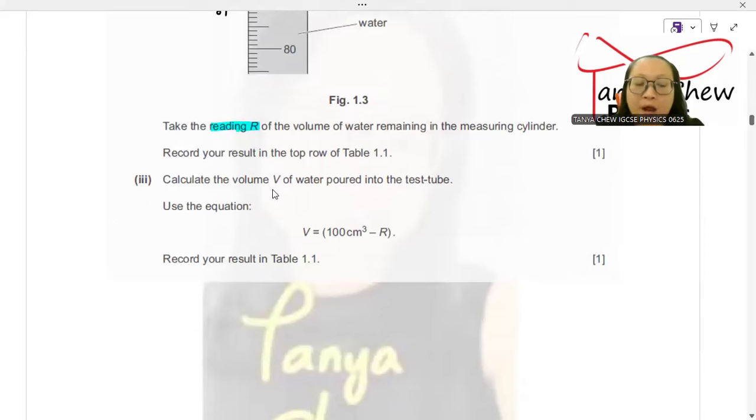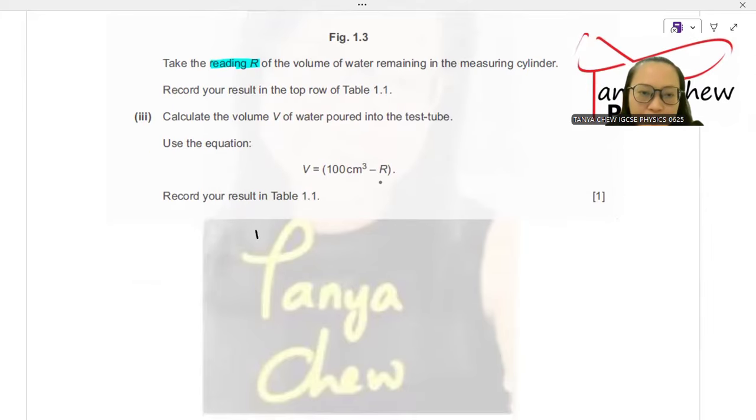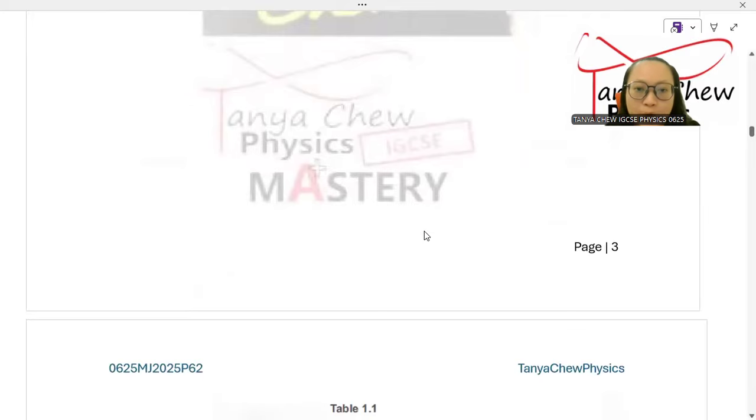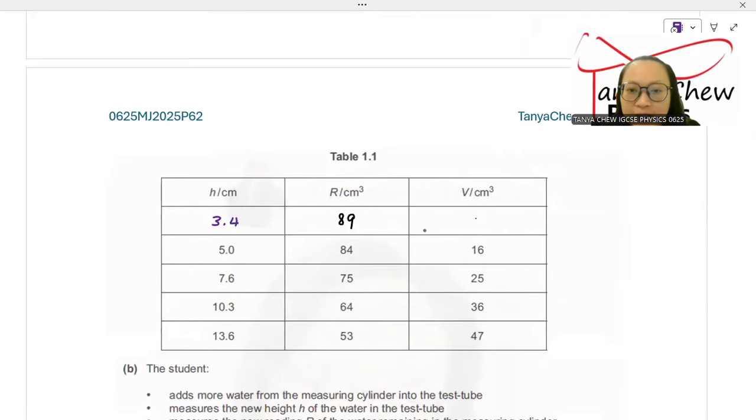And the third part, calculate the volume V of water poured into the test tube. Use the equation V is equal to 100 cm³ minus R and record your result in Table 1.1. So I'm going to calculate V. V is equal to 100 cm³ minus R, 89 cm³. And I got 11 cm³, and I'm going to record that in Table 1.1. So this is 11, and we are done with the table.